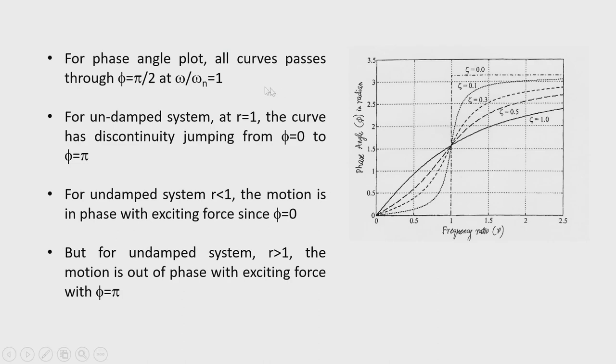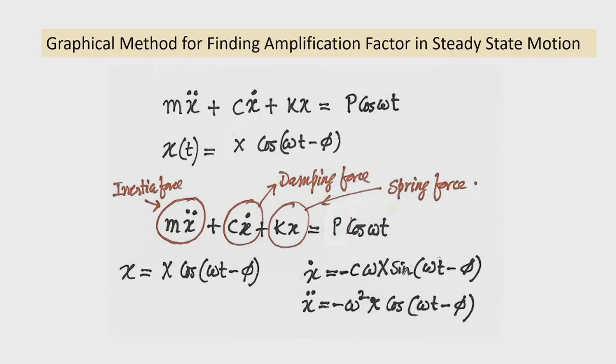For the phase angle plot, all curves pass through phi equal to pi by 2 at omega by omega n equal to 1. For an undamped system, at r equal to 1, the curve has a discontinuity, jumping from phi equal to 0 to phi equal to pi. For an undamped system, r less than 1, the motion is in phase with the exciting force since phi is equal to 0. But for r greater than 1, the motion is out of phase with the exciting force, with phi equal to pi.